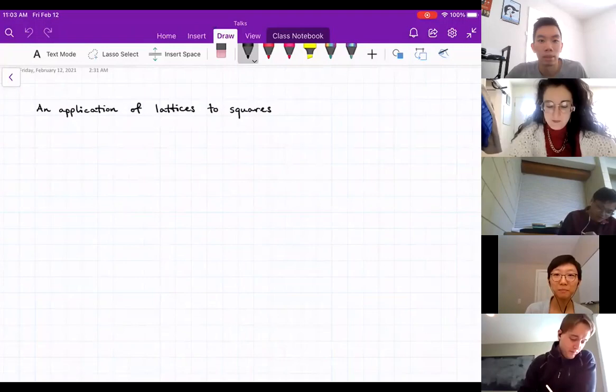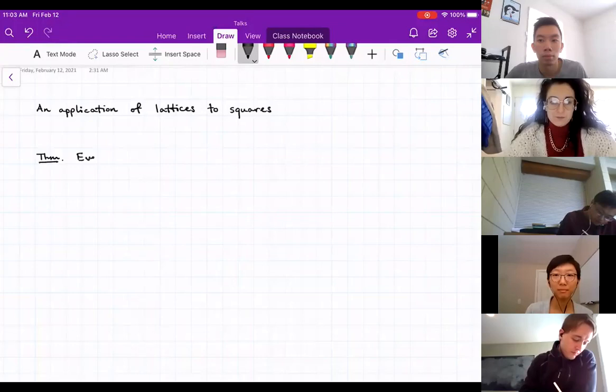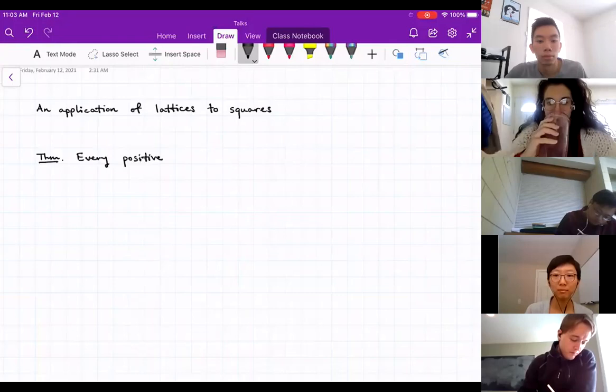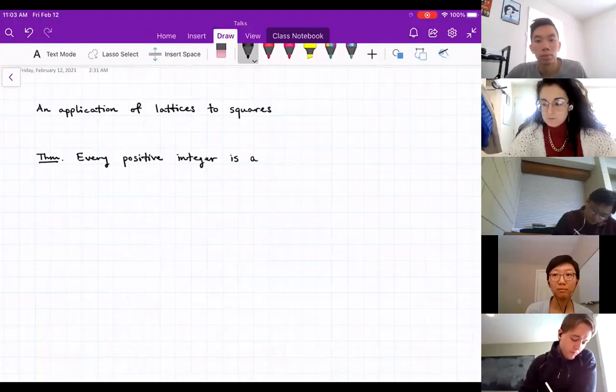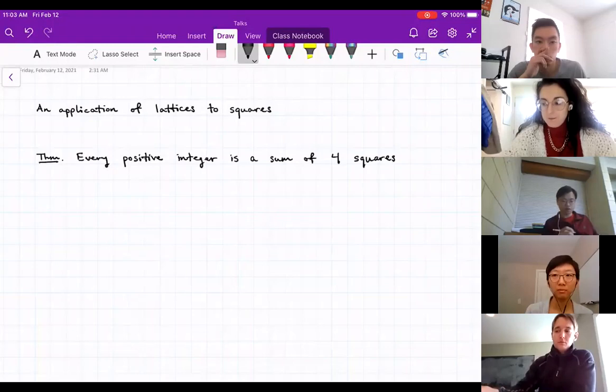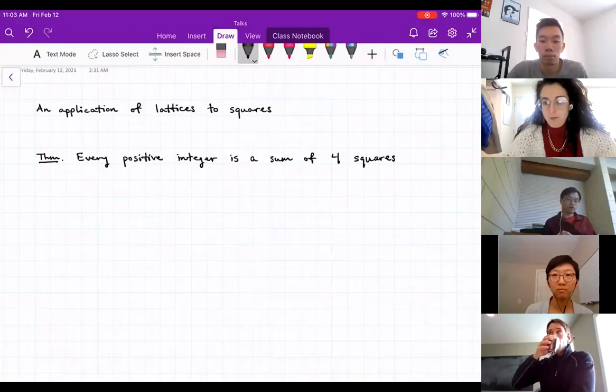Okay, so as the name suggests, Lagrange's four squares theorem says: every positive integer is a sum of four squares. So for any natural number n, you can write it as a squared plus b squared plus c squared plus d squared, where a, b, c, and d are all greater than or equal to zero, let's say.